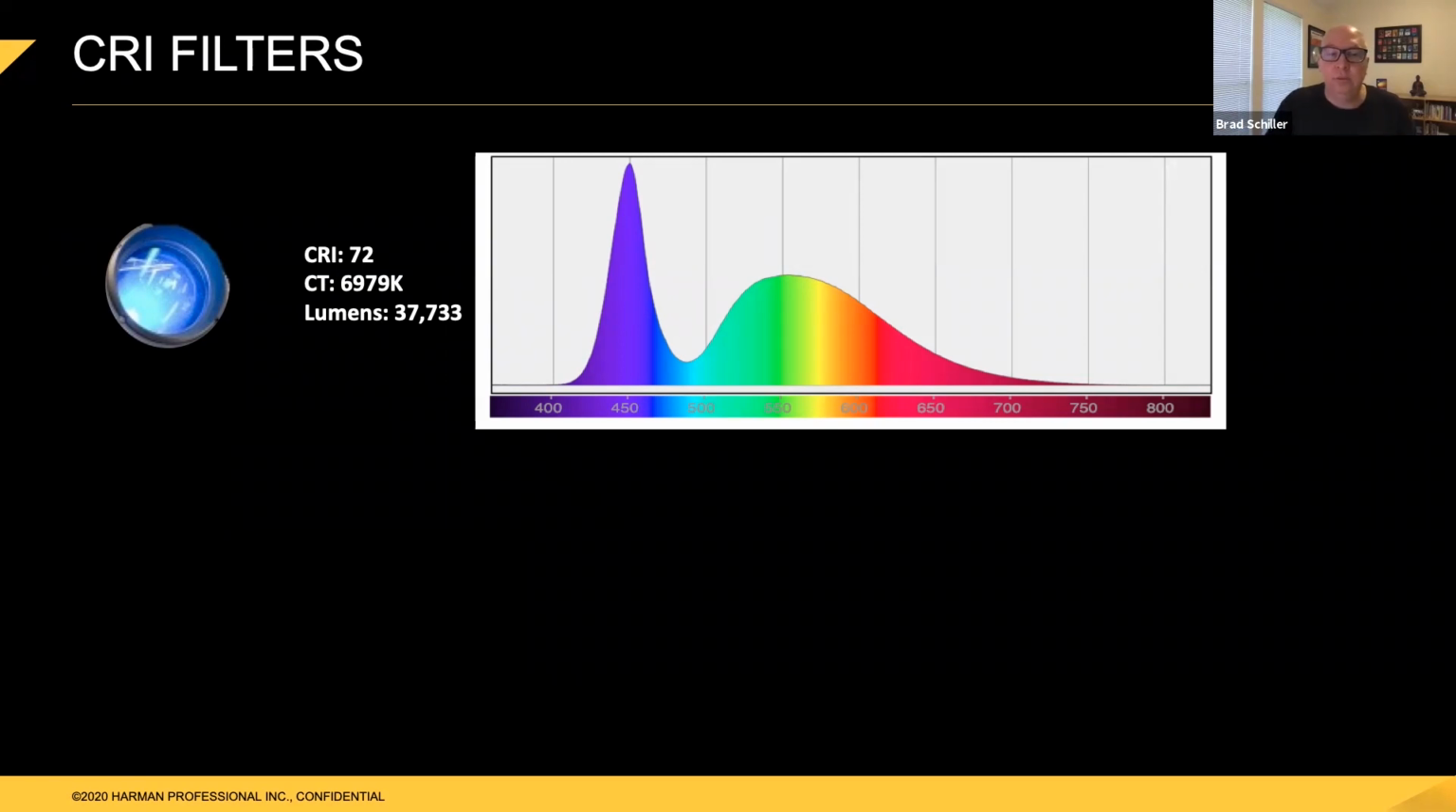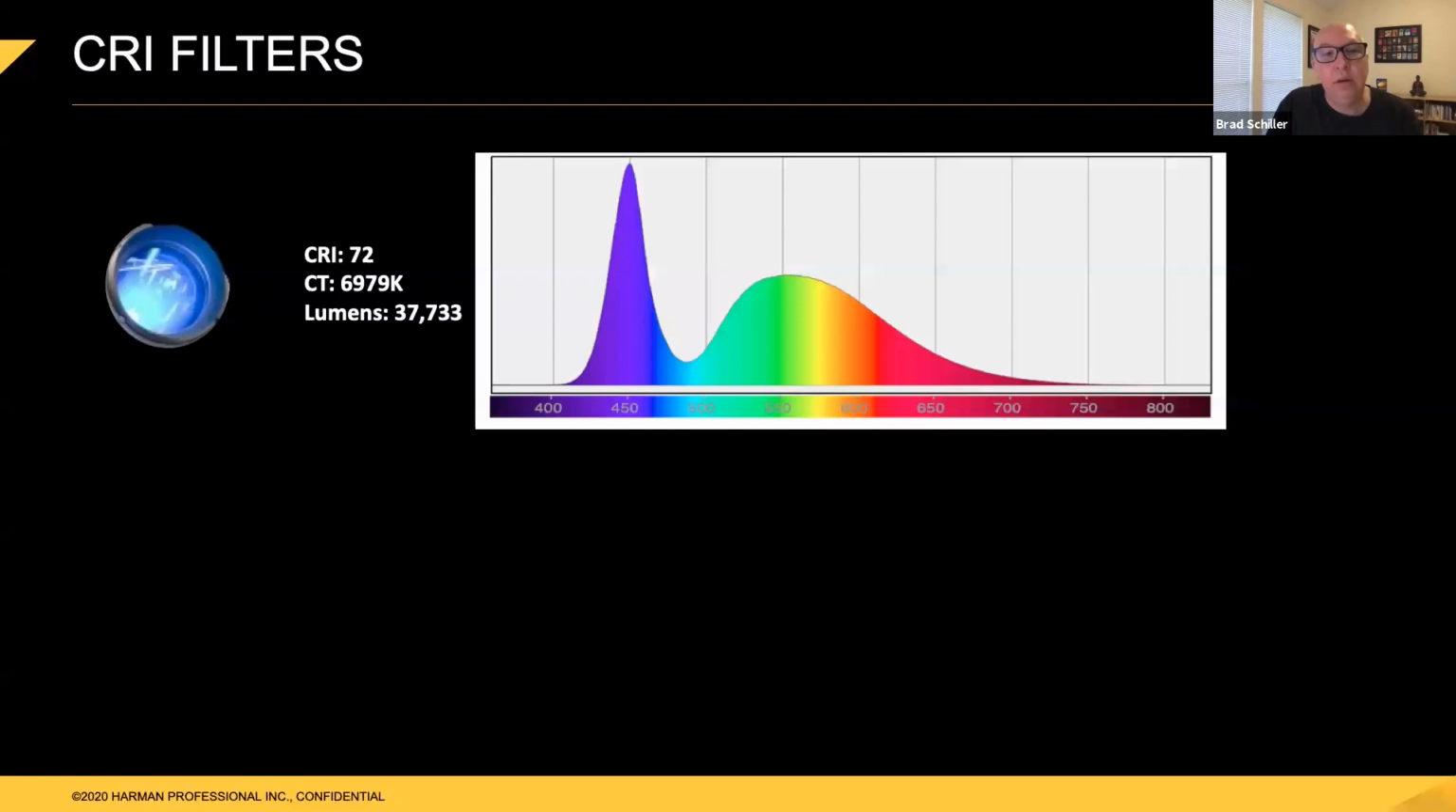So I took this information here. I'm not going to tell you what manufacturer. It's one of our competitors, but they publish very good information on their website and in their photometrics. And this is their actual chart from their photometrics and their actual values: a CRI score of 72, a color temperature of 7,000-ish Kelvin, and almost 38,000 lumens of output. And it's a pretty nice color spectrum they have out of it.